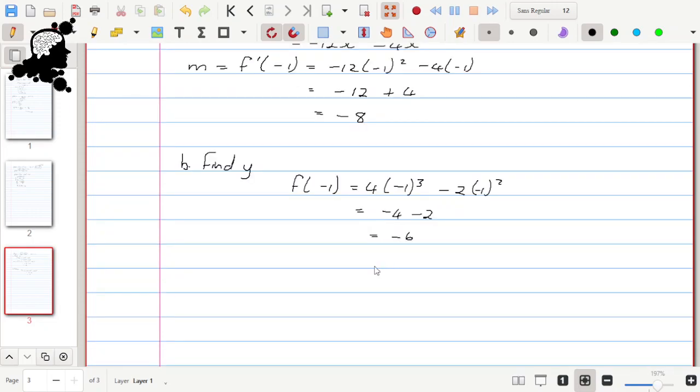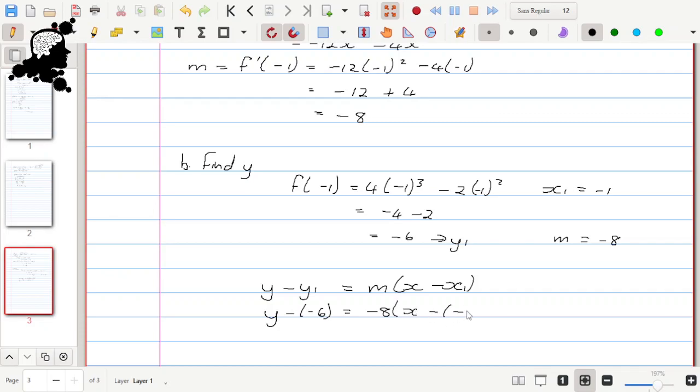Now we can find the equation of a straight line. We could say y minus y1 equals m into x minus x1. So, by the way, this is going to be our y1. Our x1 is going to be the negative 1 which we are given, and our gradient is going to be the negative 8 which we calculated. So, y minus negative 6 equals negative 8 into x minus negative 1. So, y plus 6 equals negative 8 into x plus 1.